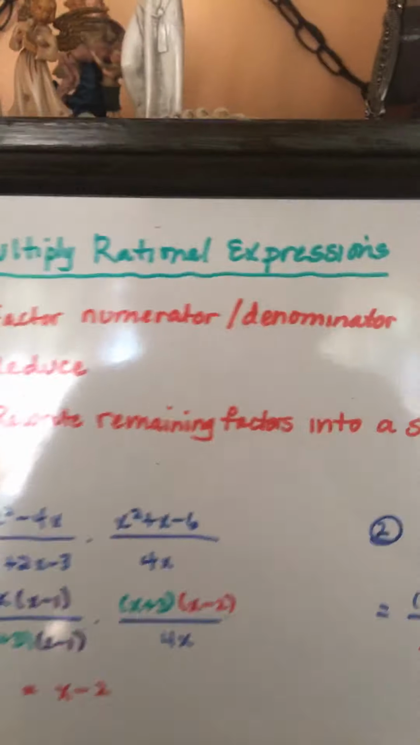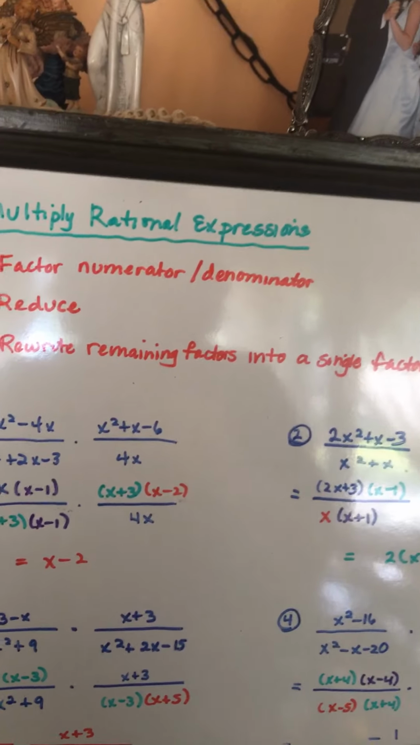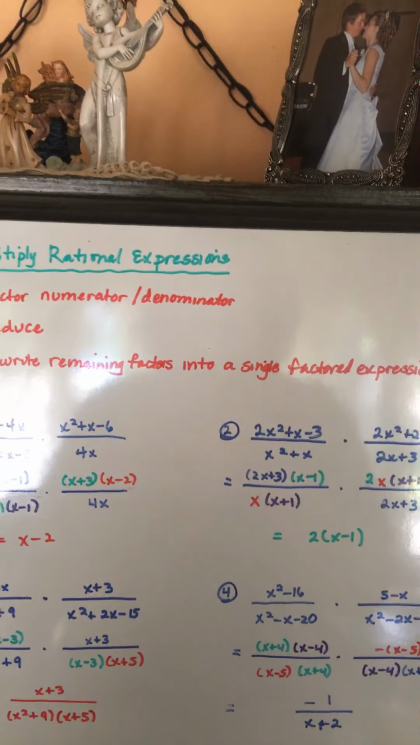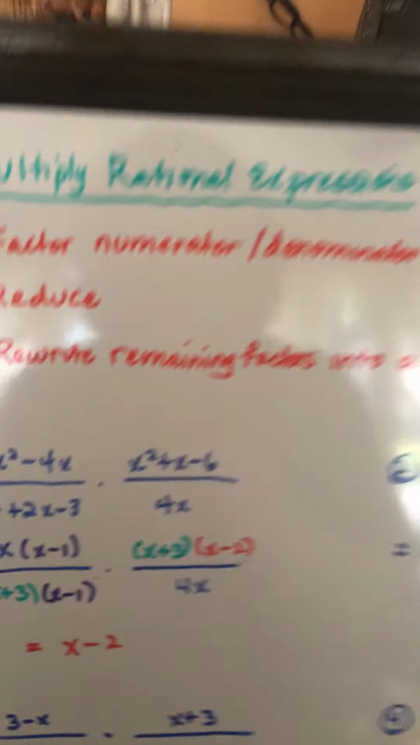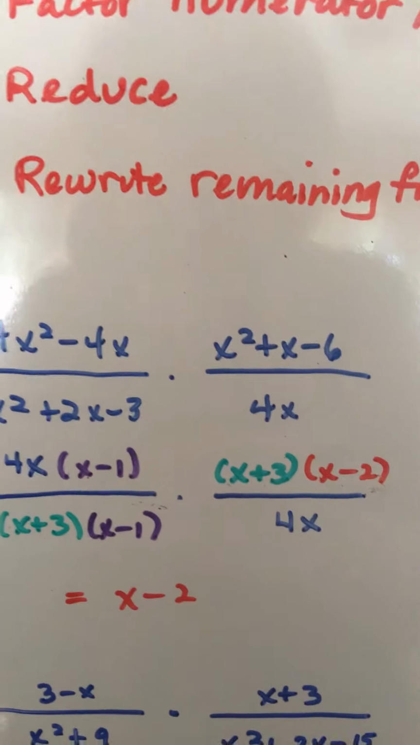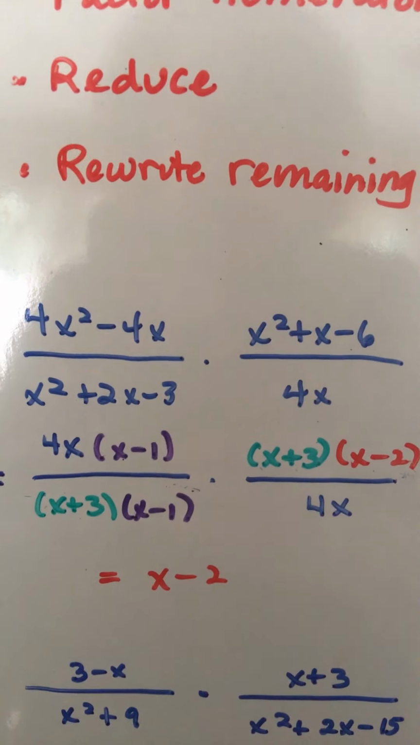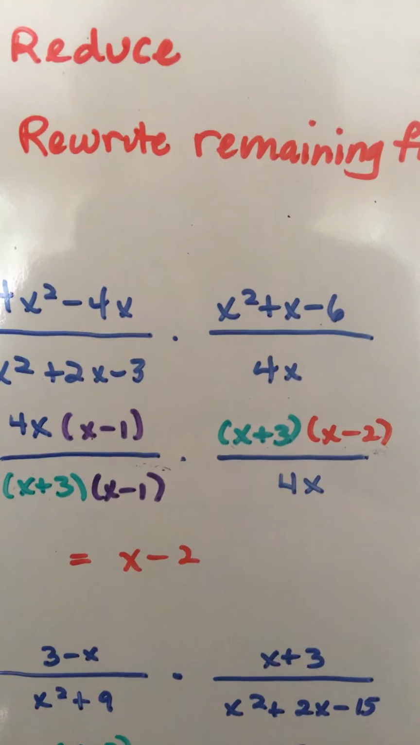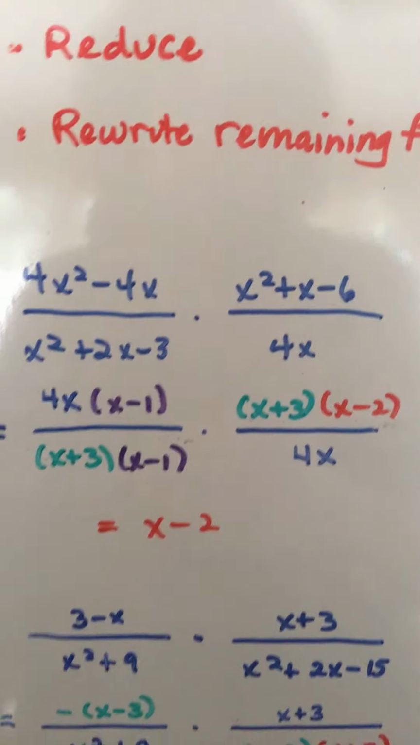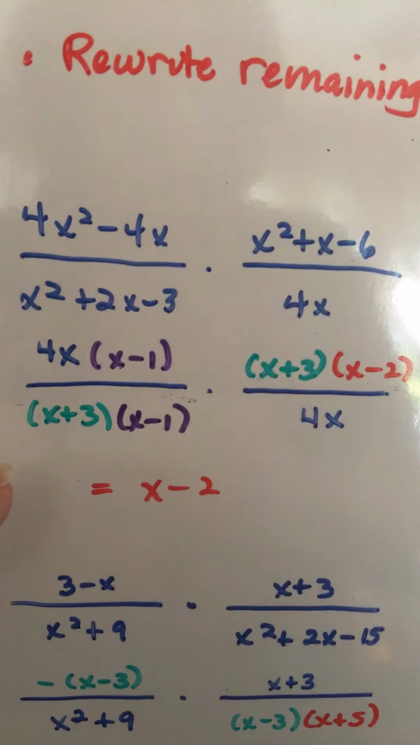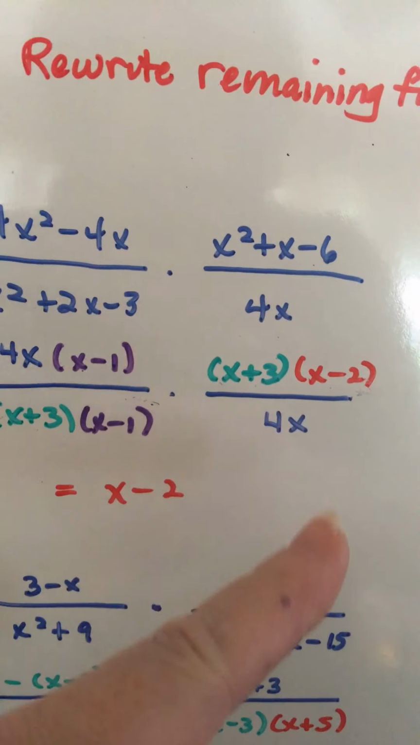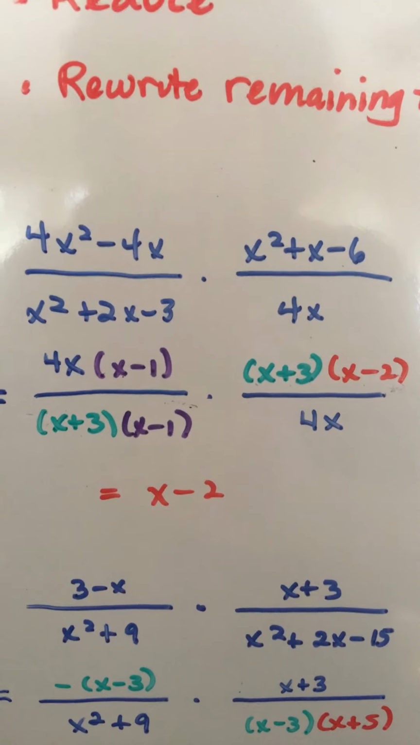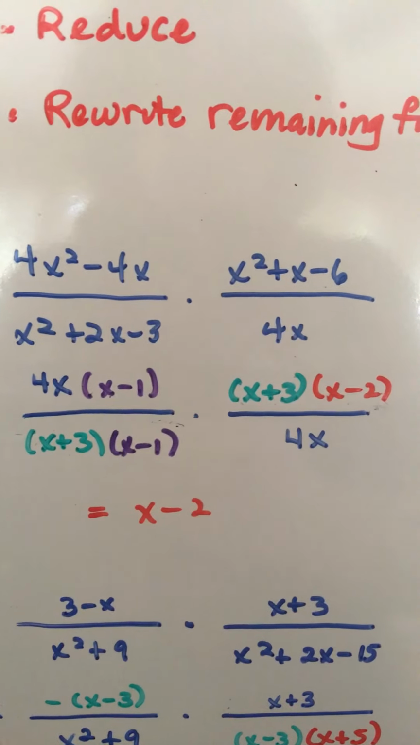Now, when we multiply rational expressions, we actually factor the numerator and denominator, reduce, and then we rewrite the remaining factors into a single fractional expression. So given this, notice how I factored everything. You should be able to do the common factor and the easy trinomials. Now I color-coded so it's easier to follow what I'm able to cancel. What am I able to reduce? Well, the x plus 3's are alike, the 4x's are alike, the x minus 1's are alike. So the only thing that's left in my problem that I can't cancel out is the x minus 2.